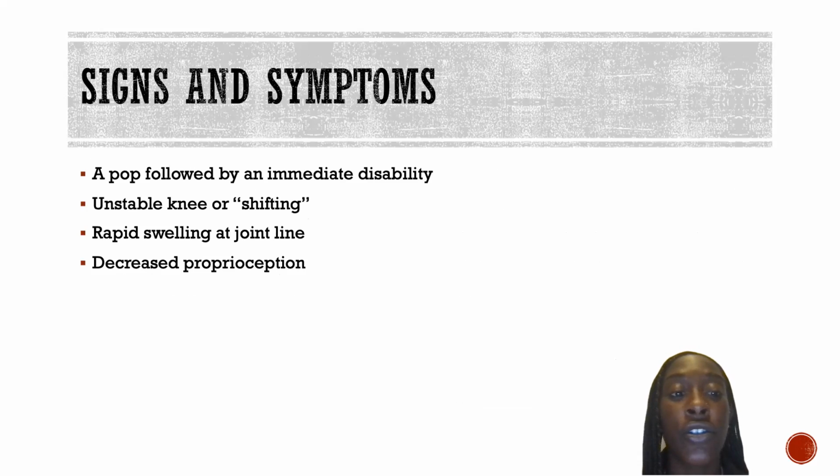Signs and symptoms. A lot of athletes will describe a pop, followed by immediate disability. They may feel like their knee is unstable or shifting. You're going to have rapid swelling at the joint line. And this is interesting too, in ACL tears I've seen in front of me, a lot of times they swell and then they get pain behind their knee. I always thought that was very interesting. And obviously, decreased proprioception.